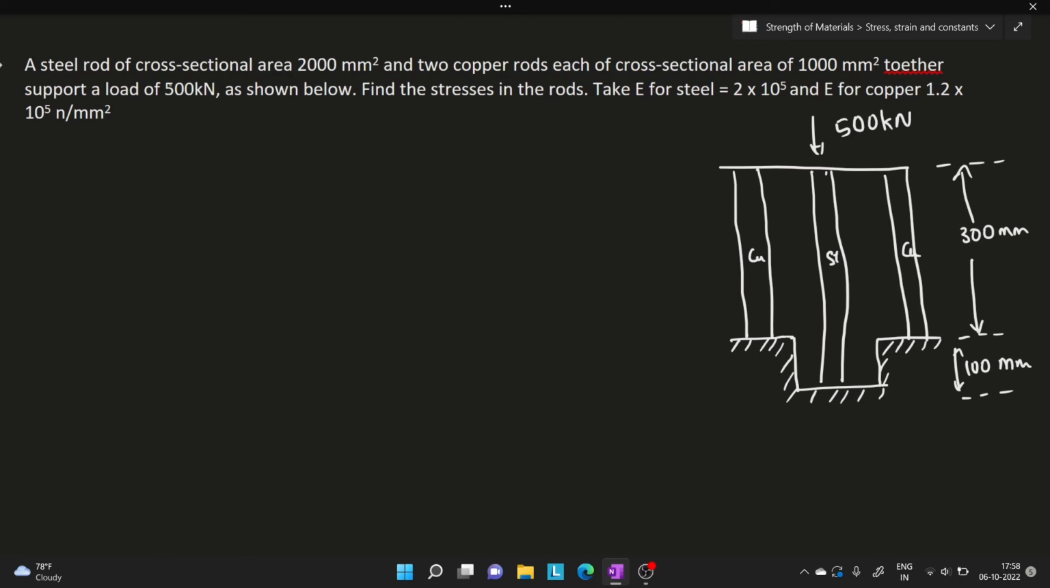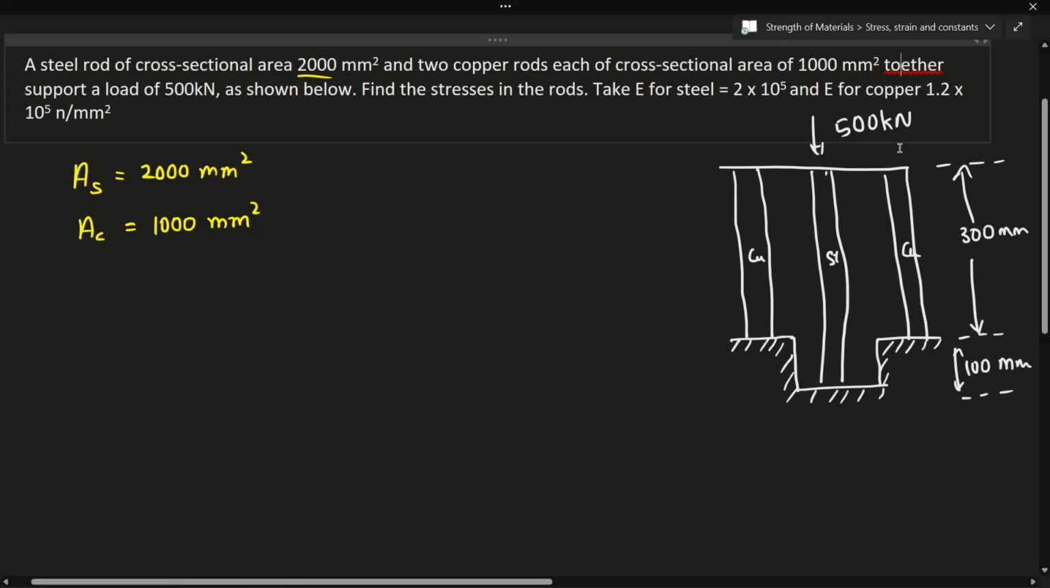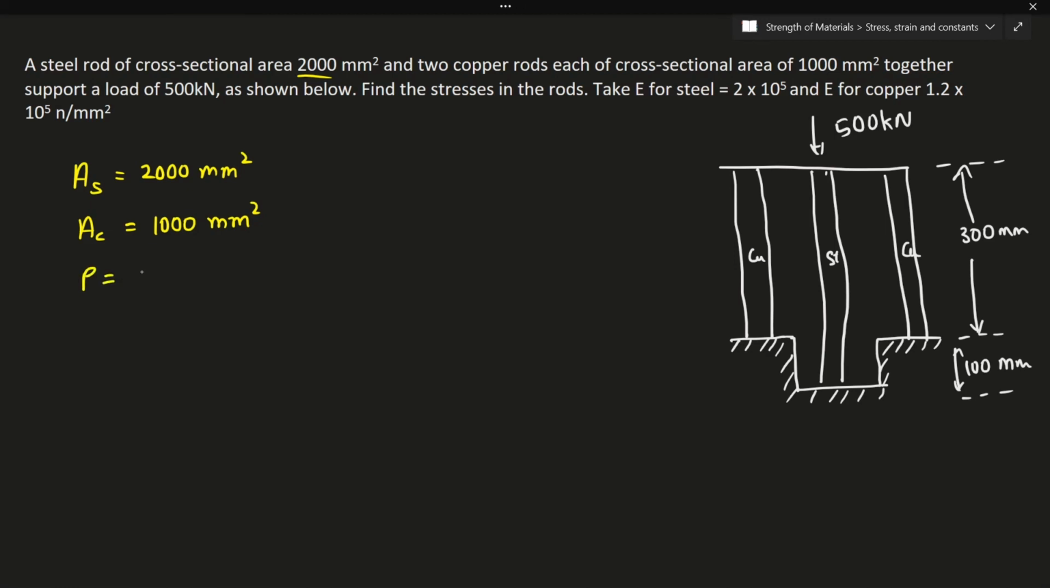Now a steel rod of cross-sectional area 2000 mm square. I'll just list out all the data that is given in the problem. The area of steel is 2000 mm square and 2 copper rods of each cross-sectional area 1000 mm square. Now the area of copper is 1000 mm square. Together support a load of, the total load is given by 500 kilonewton as shown below.